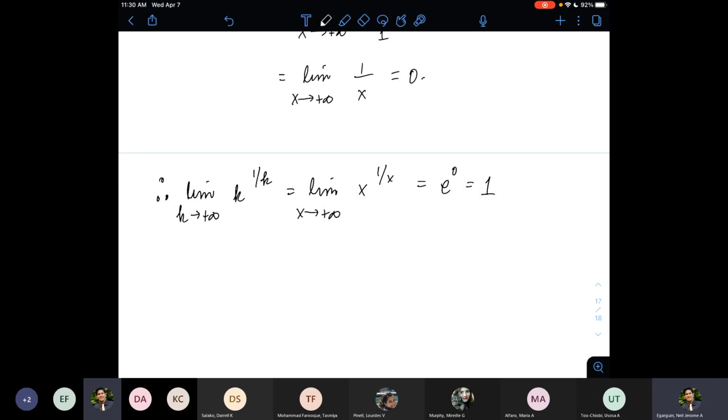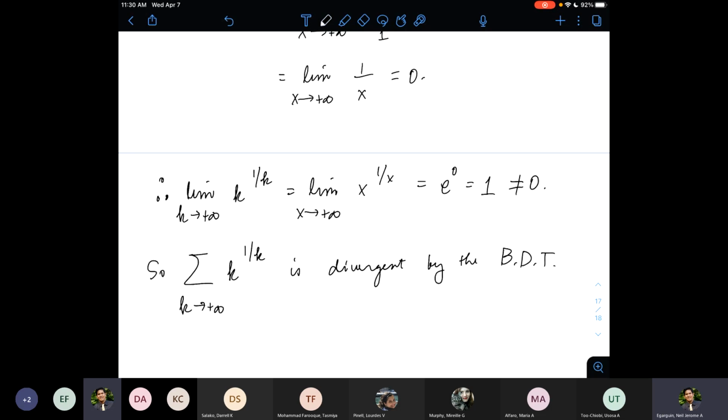And Daryl turned out to be right. The limit is equal to 1. But this is not equal to 0. So the series of k to the power 1 over k as k goes to infinity is divergent by the basic test for divergence. I hope it makes sense why it is divergent. Remember, we say it would be convergent if we get a finite sum. It will be divergent if you cannot get a finite number out of the infinite summation.